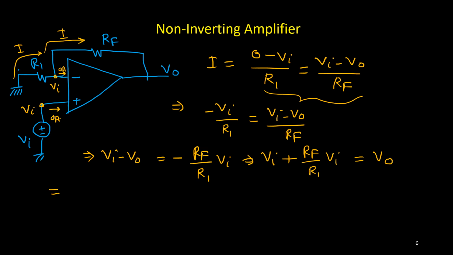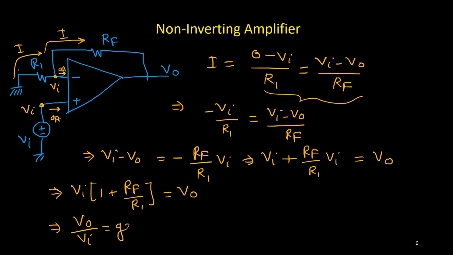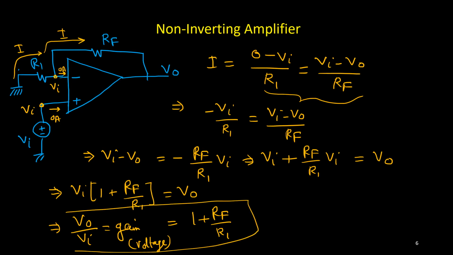So if you take Vi common, this is 1 plus RF by R1, and that is equal to V0. That will give you V0 by Vi, that is your gain, the voltage gain. That value is 1 plus RF upon R1. Okay, so this is very simple. So we'll keep this in mind, because we'll be using it.